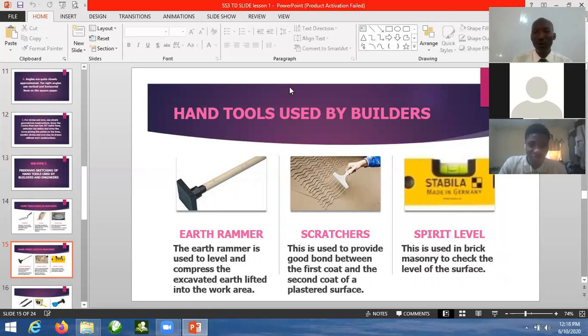Earth rammer. I know possibly you have not seen that. Have you seen that before? No. All right. Now, the earth rammer is used to level and compress excavated earth lifted into the work area. Let me explain this to you. Where you are seated now in your room, I'm very sure your floor is tiled, right? Yes, sir. All right. Before the tile, after laying the blocks, the room is not like it is right now.